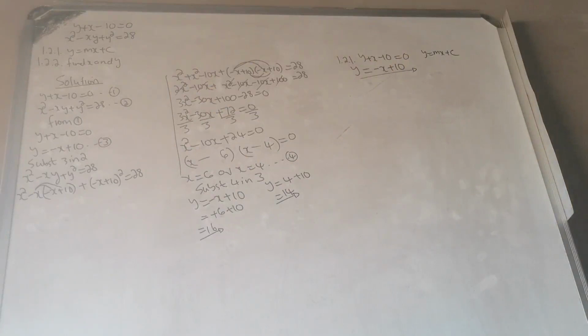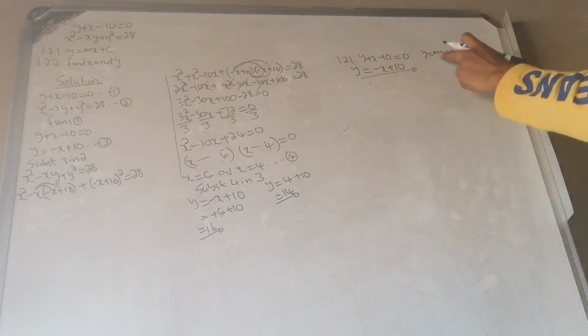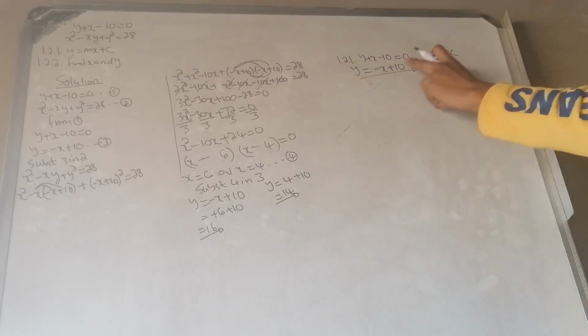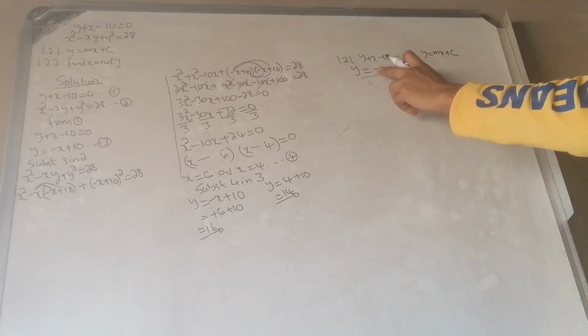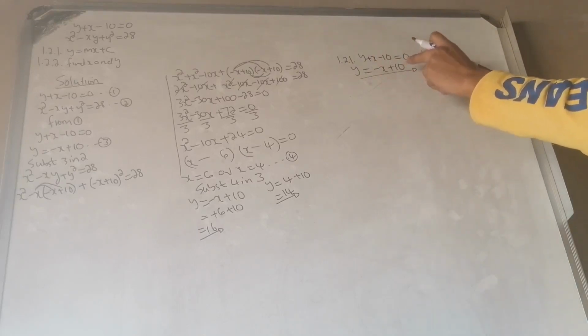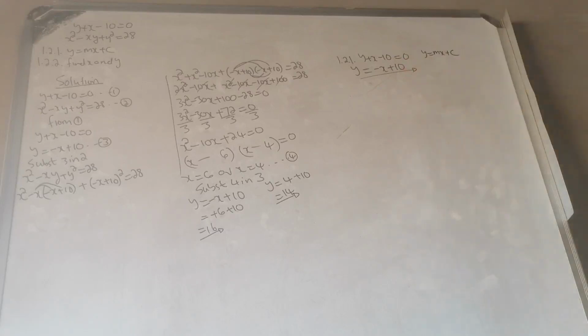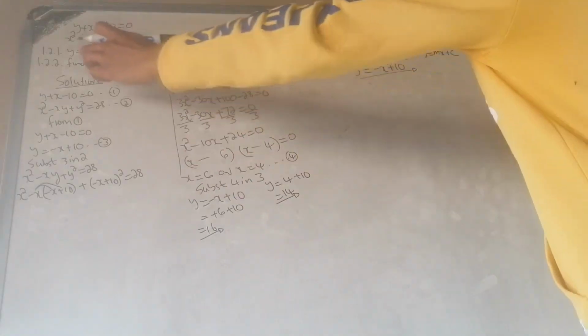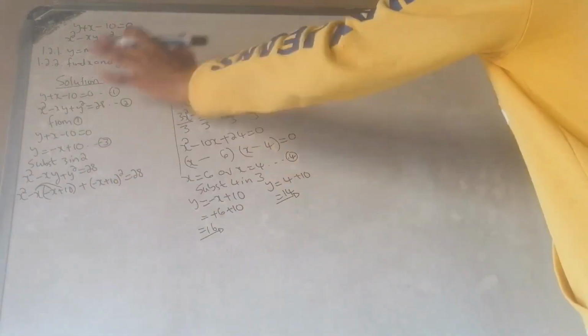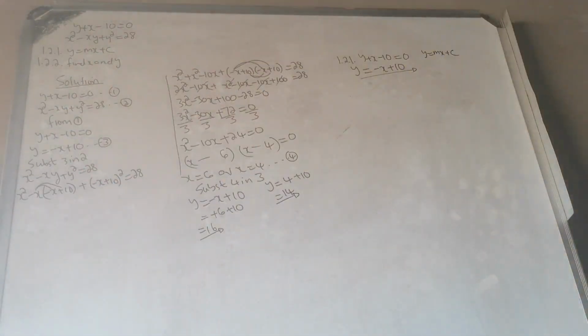For 1.2.1, we write this in the form y equals mx plus c. There it is, the gradient, the value of m is minus 1. The value of the y-intercept is positive 10. And then this is 1.2.2: find x and y simultaneously. Are we fine? All right.